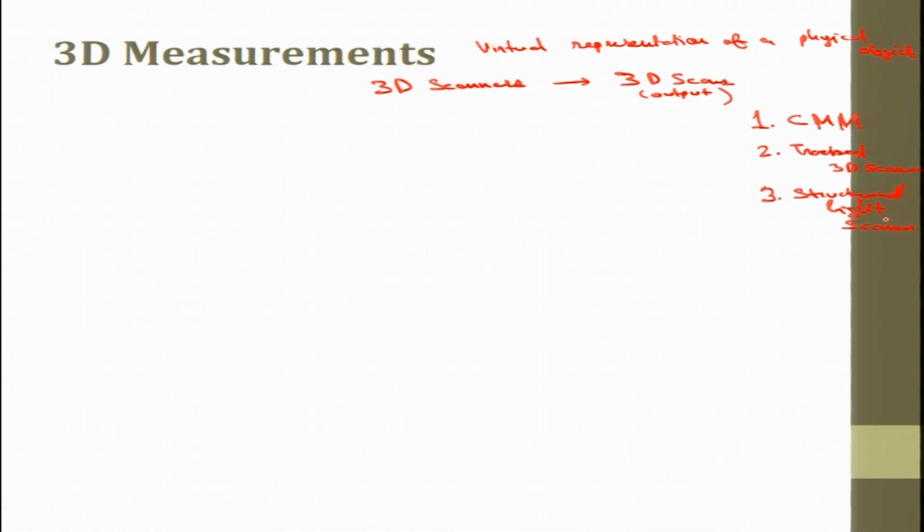So it just puts the light out, and in the structured light scanner, the changes in the pattern of the light tell us the various profiles or curves of the object. So this is another way.